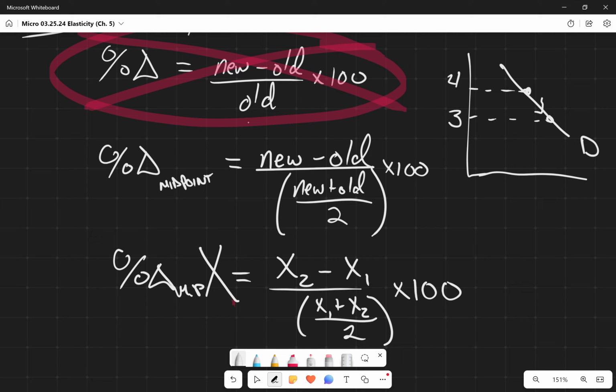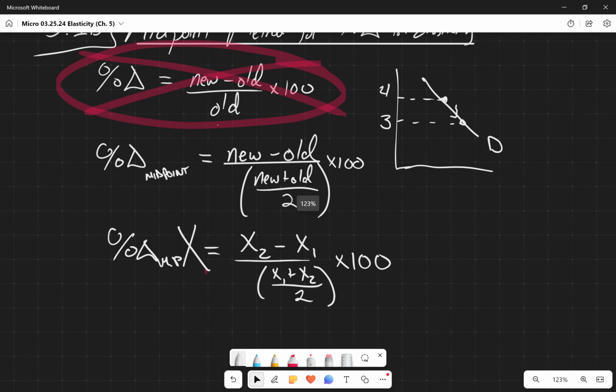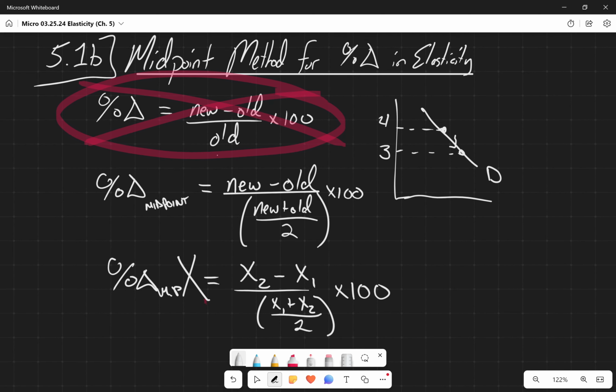So questions on this? The midpoint way of calculating percentage changes in economic elasticity measurements. All right.